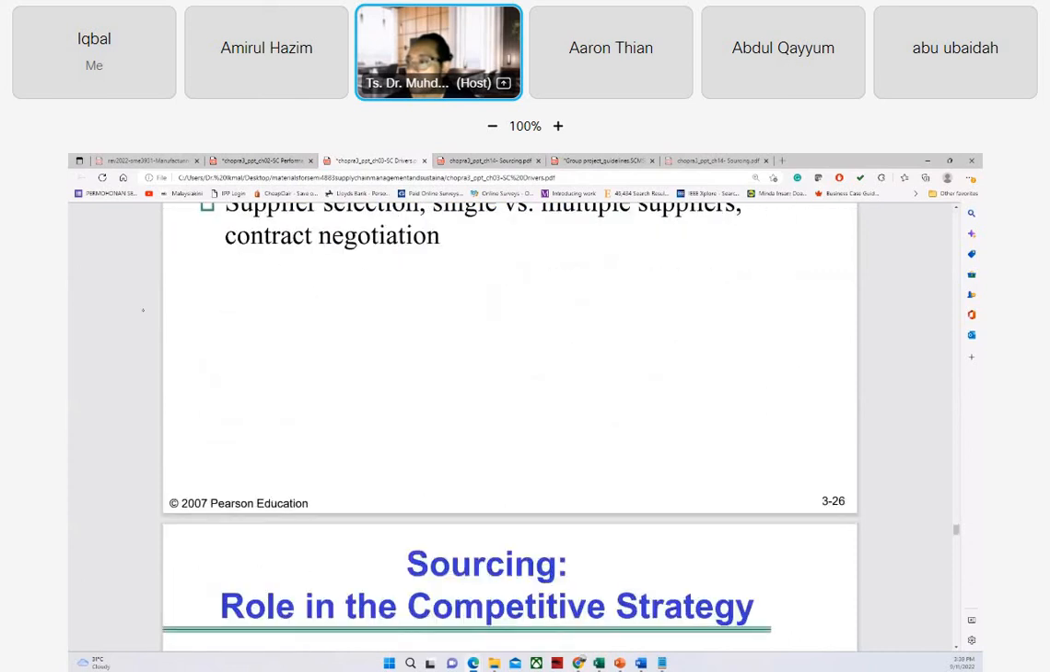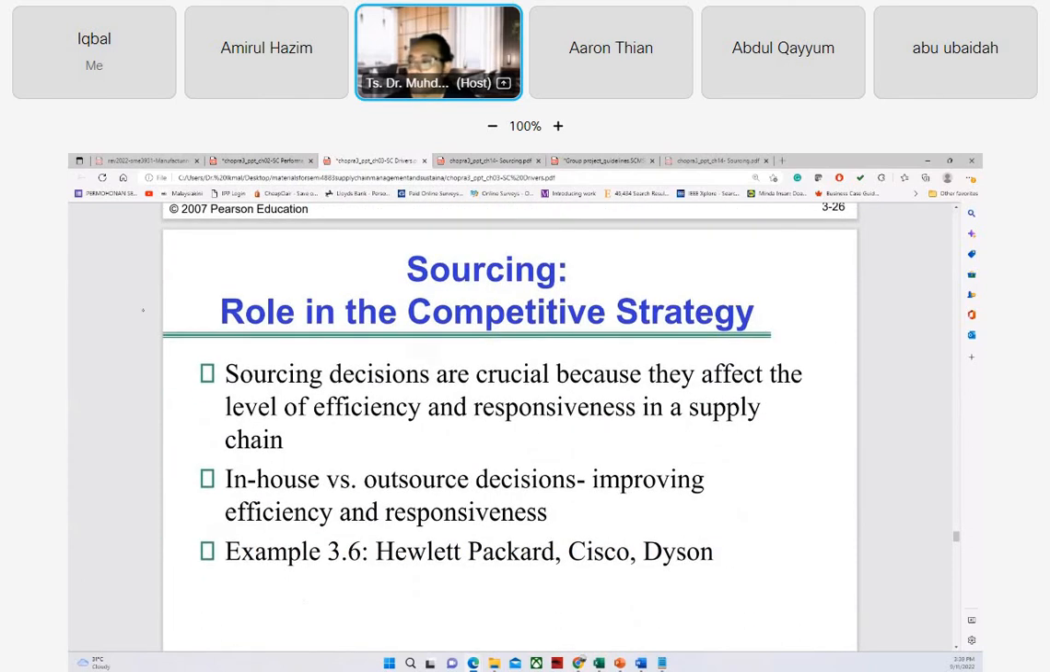Okay, that's a sourcing. Okay, so you are going to either go for a single sourcing or maybe multiple sourcing. Okay, so sourcing decisions are crucial, okay, because they affect the level of efficiency and responsiveness in supply chain.